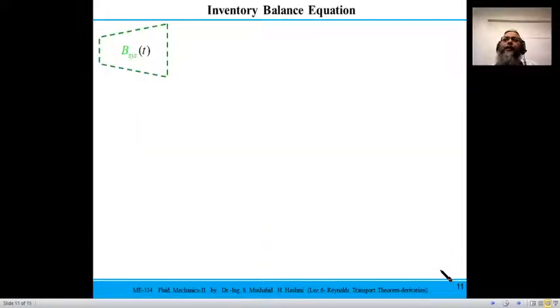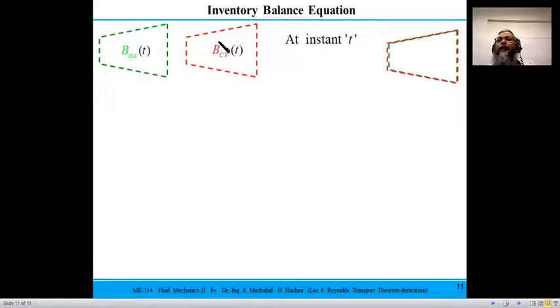Let's see this inventory balance. At time t, this is the entity of mass you are interested in, so we use a green letter to represent a system. What happens to the control volume? At the control volume you have a fixed region of interest, and we are using a convention of red to represent the control volume. At time t, we have seen both the system and the control volume are coinciding with each other. So at a given instant, when no time has elapsed, both are coinciding.